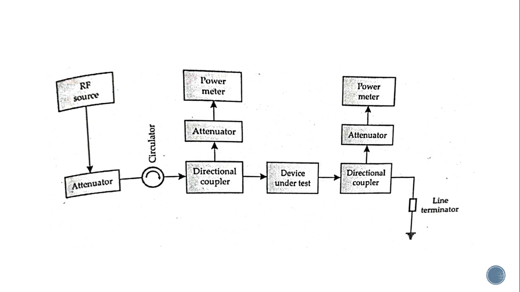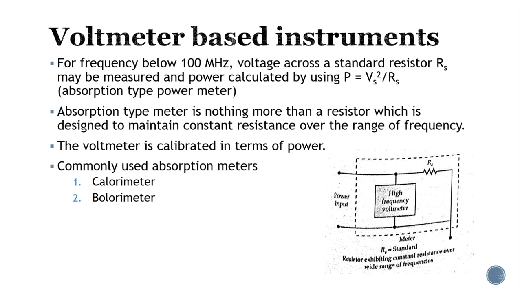Now, using a voltmeter also you can find out the radio frequency power. These are the voltmeter based instruments. What you're going to do is place a known or standard resistance at the high frequency power input, and you will measure the voltage across this resistor. V square by R will give you the power of the particular device. Such devices are called absorption type meters.